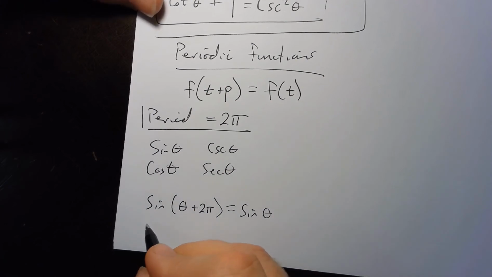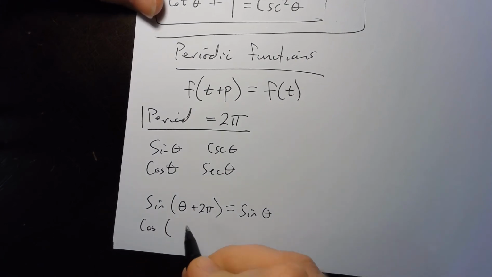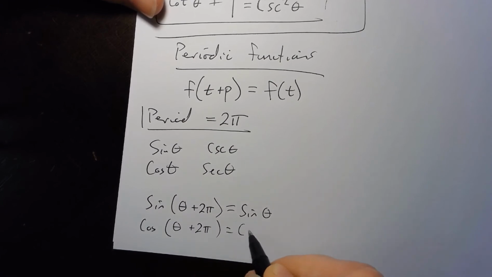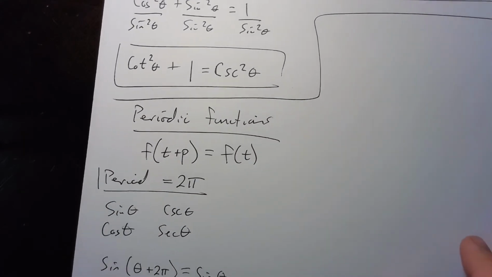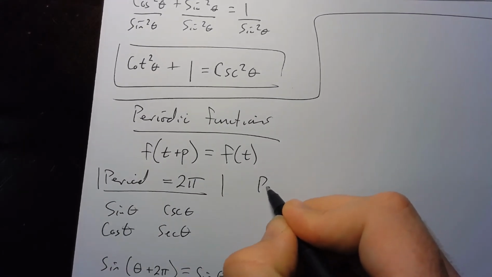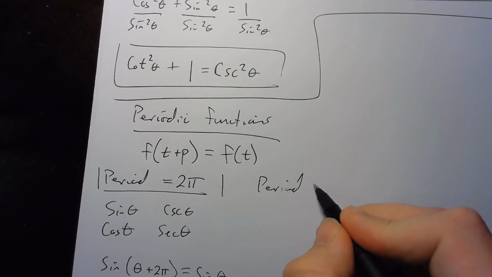This is also true for cosine. I'm not going to write the other ones for secant and cosecant, but hopefully you get the point that I'm just going to be cyclically repeating myself for sine, cosine, secant, and cosecant in regards to 2 pi. Now this rule changes. What happens, however, if we're talking about tangent and cotangent?